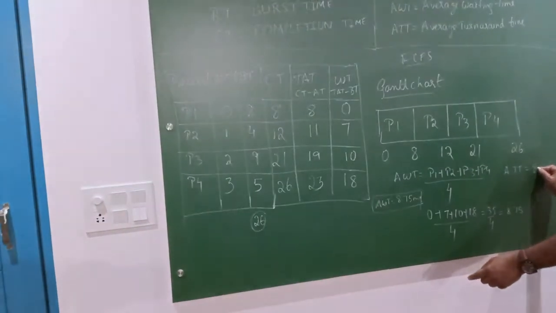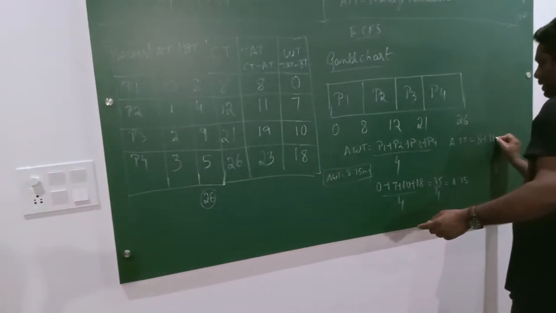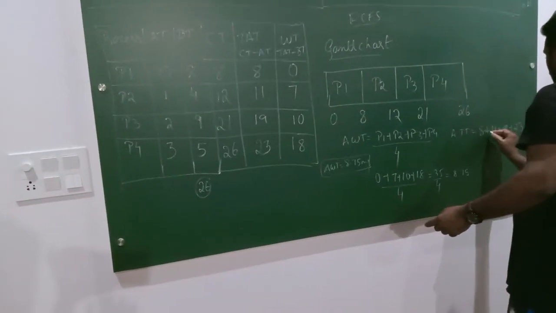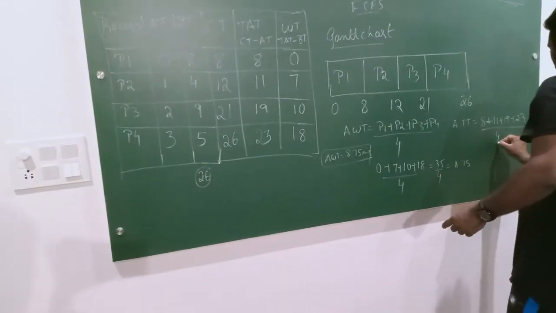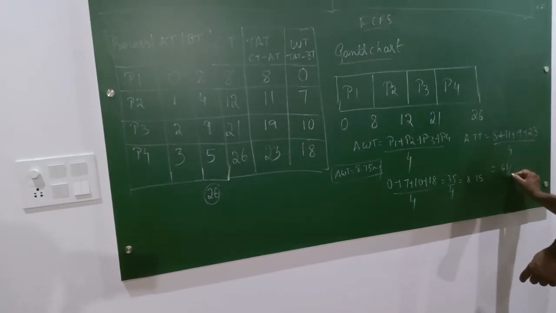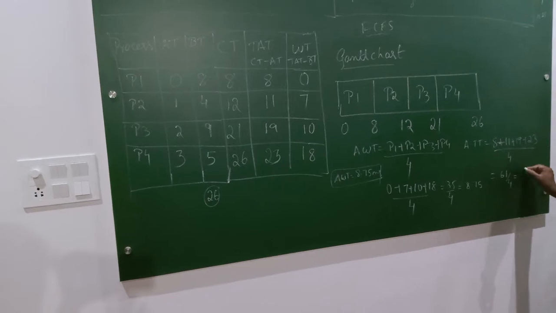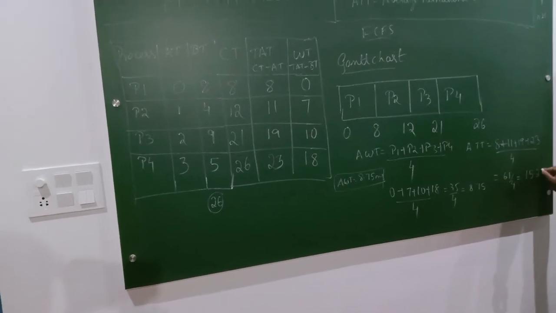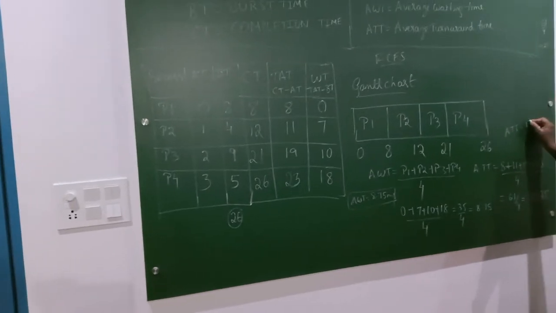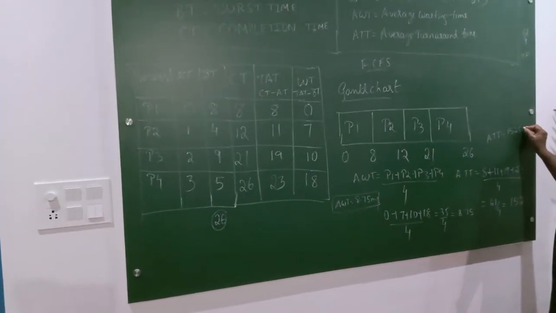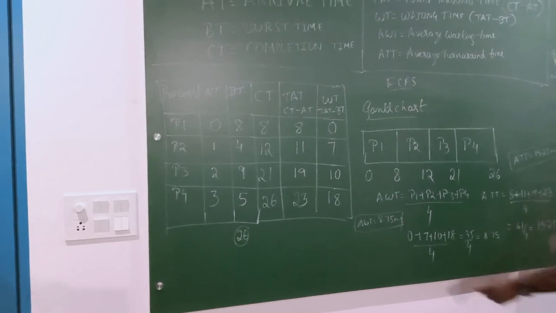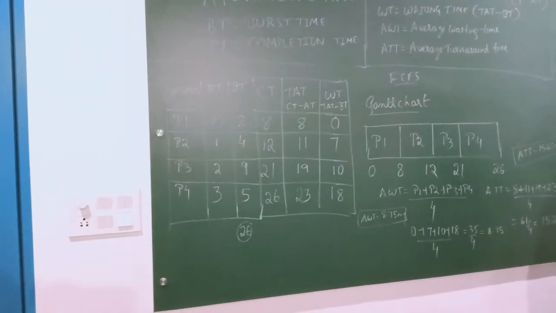So P1 is 8, P2 is 11, P3 is 19, P4 is 23. Divide by 4. If you add all these, you will get 61. 61 divided by 4, you are going to get 15.25. So average turnaround time will become 15.25 milliseconds. Waiting time is 8.75.